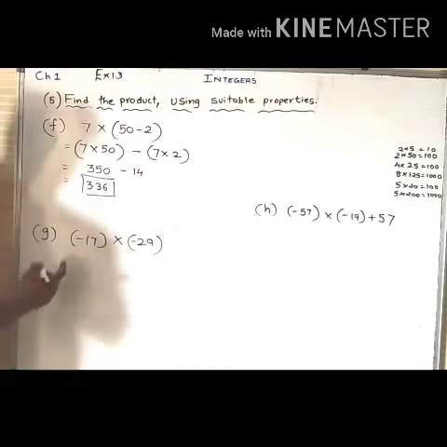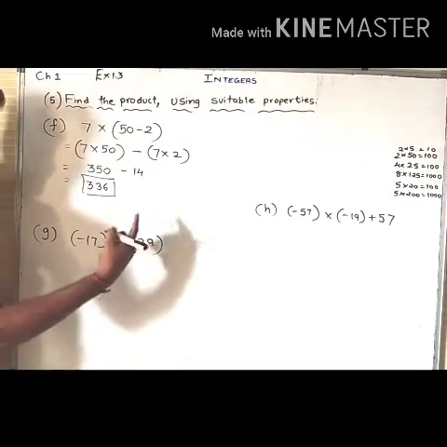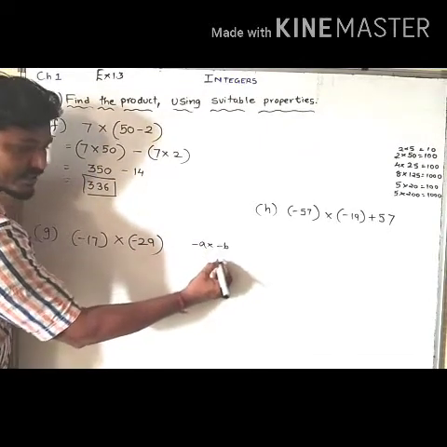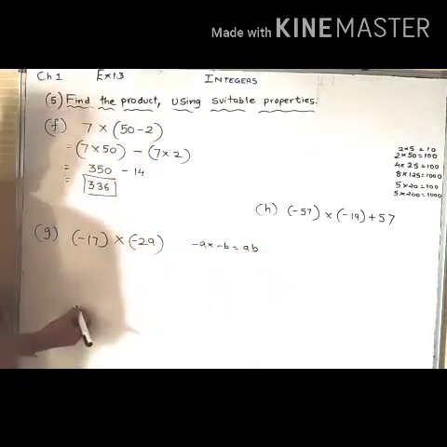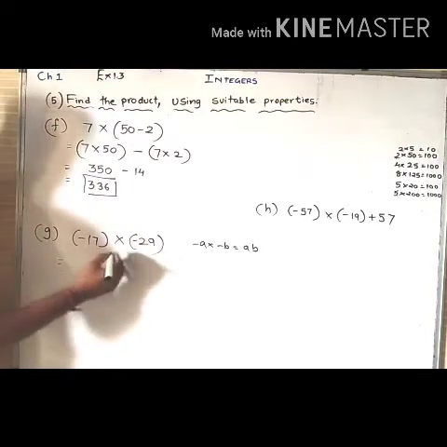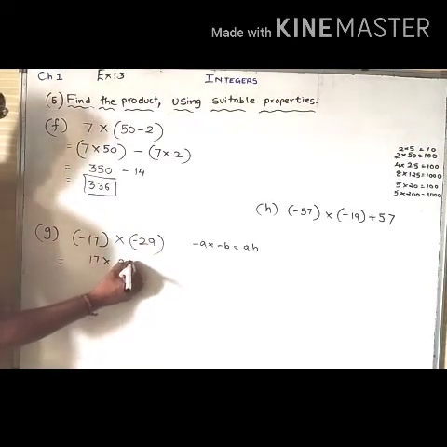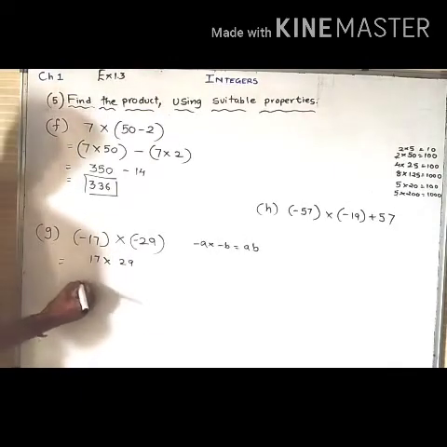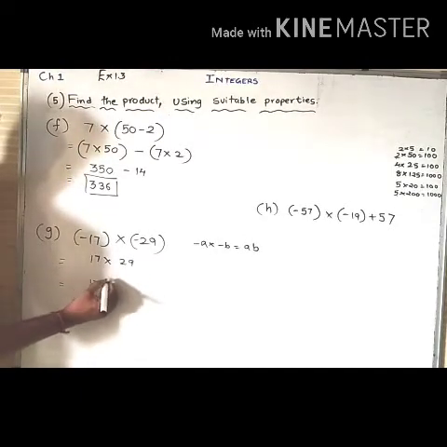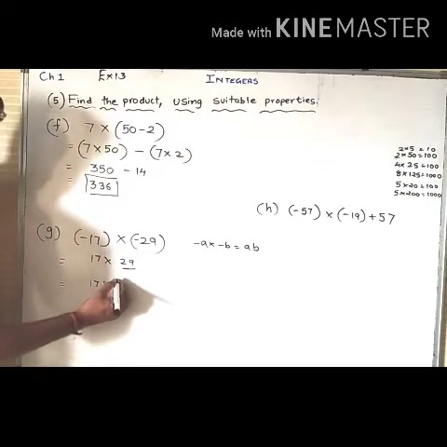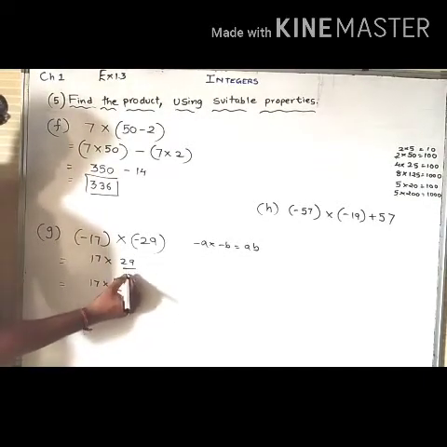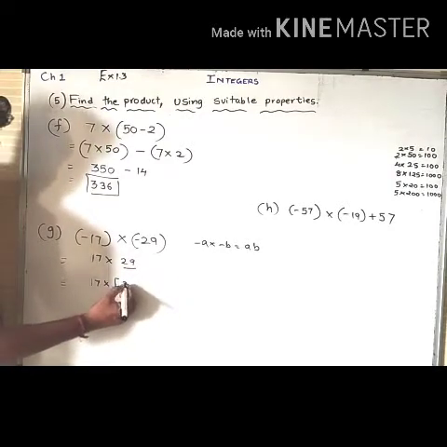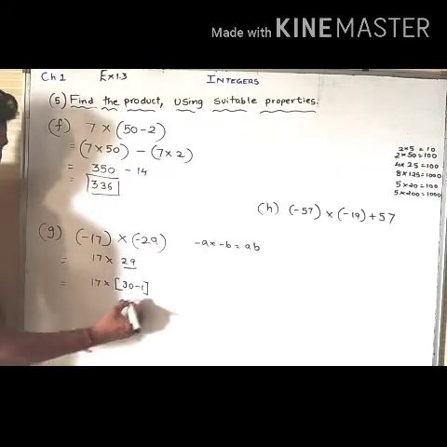Now the next one. See, negative into negative is always positive. The result is always positive. Negative A into negative B is always positive. So what we will do over here, we will try to make it positive. Now what I will do, I will split this value so that my multiplication will become easy. So 20 plus 90 is a large step. So I will do 30 minus 1.